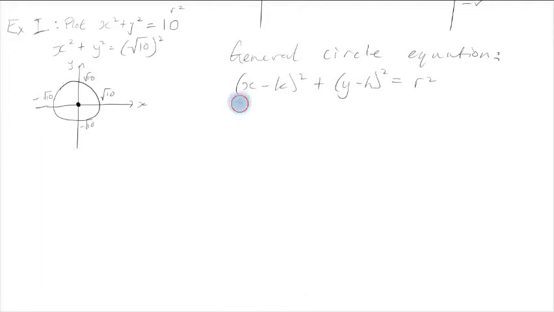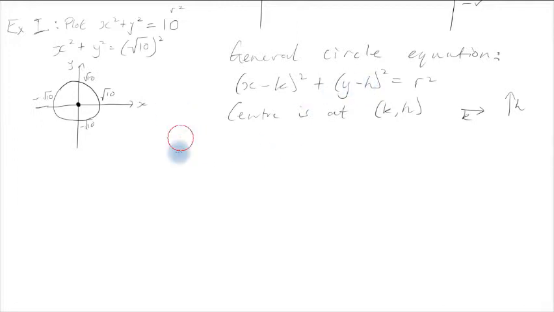So the center is at (K, H). In other words, it's been shifted this way K units, and upwards H units. So our K and our H. So let's do a bit of an example.